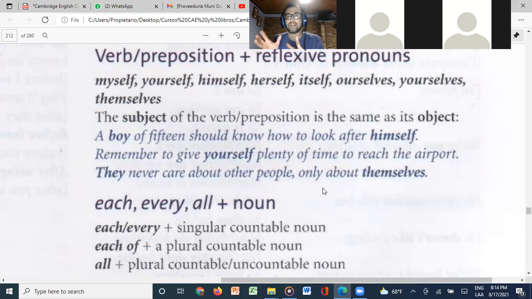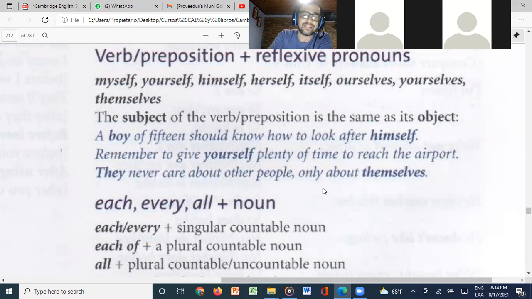Are you clear, David, Marielos, with the meaning of myself, yourself? Do you know how to use them, or are you a little bit confused with this? No, it's clear. Perfect.